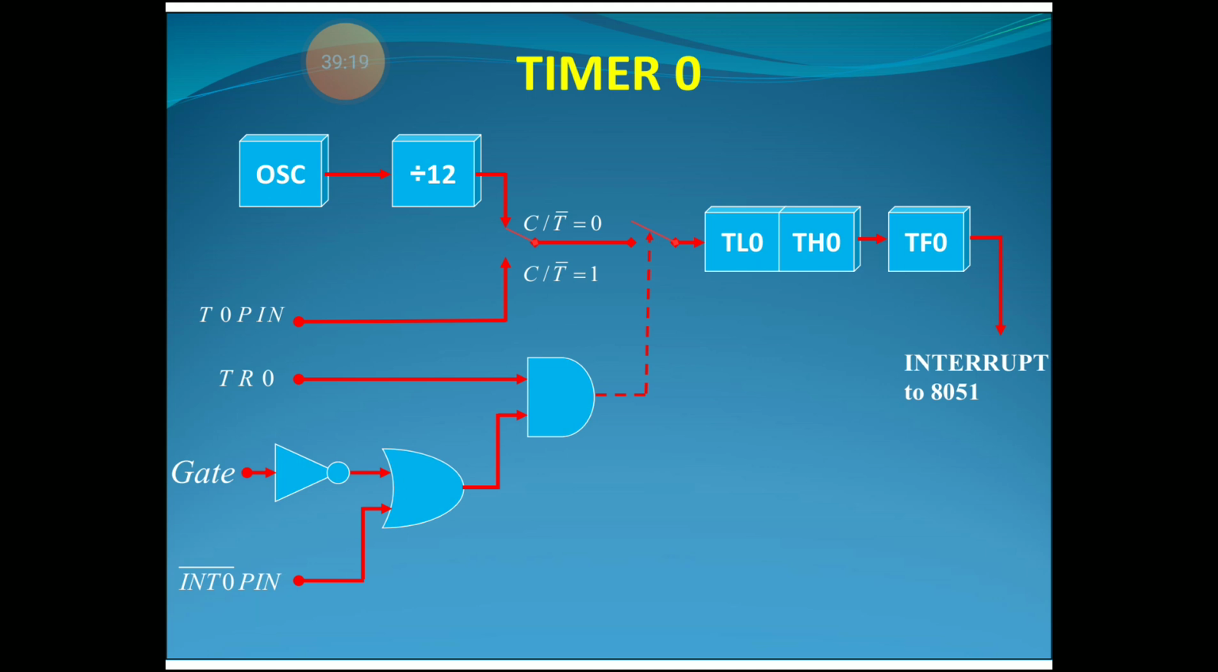the clock pulses from the external pin, that is the T0 pin belonging to the port 3 lines, and these clock pulses are given to the timer depending upon the AND gate output. When this AND gate output becomes logic 1, the gate closes, and clock pulses are given to the timer or counter.